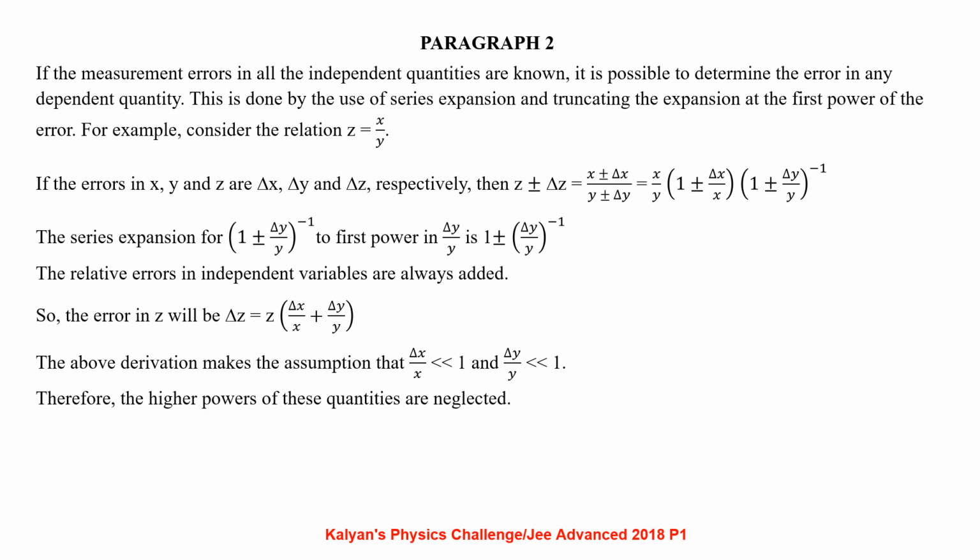That is x by y times 1 plus or minus delta x by x, 1 plus or minus delta y by y whole power minus 1. The series expansion for 1 plus or minus delta y by y whole power minus 1 to the first power in delta y by y is 1 minus or plus delta y by y. The relative errors in independent variables are always added. So the error in z will be delta z equal to z times delta x by x plus delta y by y. The above derivation makes the assumption that delta x by x is very much less than 1 and delta y by y is very much less than 1. Therefore, the higher powers of these quantities are neglected.